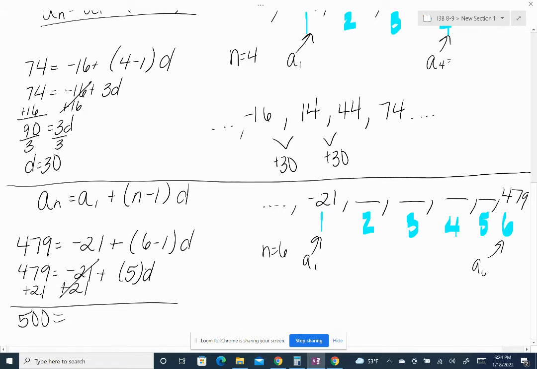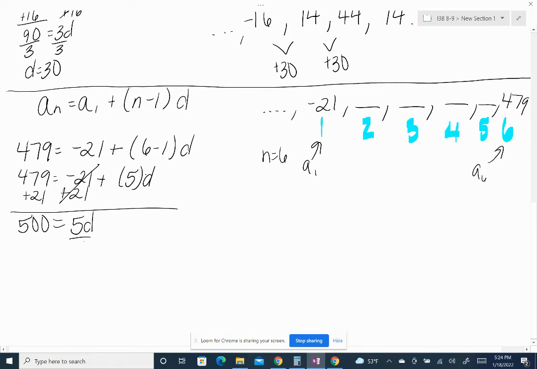500 is equal to 5d. Okay. So now we're going to divide both sides by 5. d is equal to 100. That's scary. It's a big number. Okay.